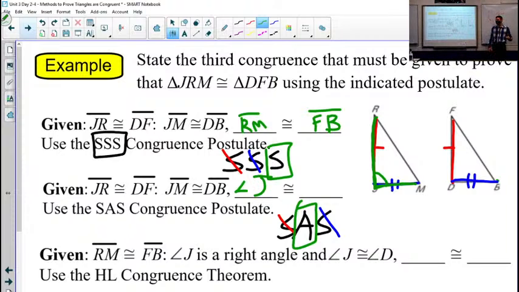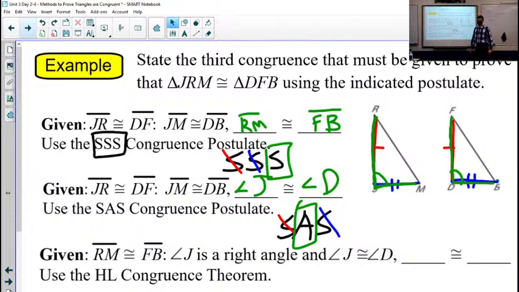And I want angle J to match up with which angle is included in the other triangle. I trace it out. What angle did I just make? Oh, I made this angle right here. Angle D. So that would be my third thing that I need to prove this triangle's congruent.